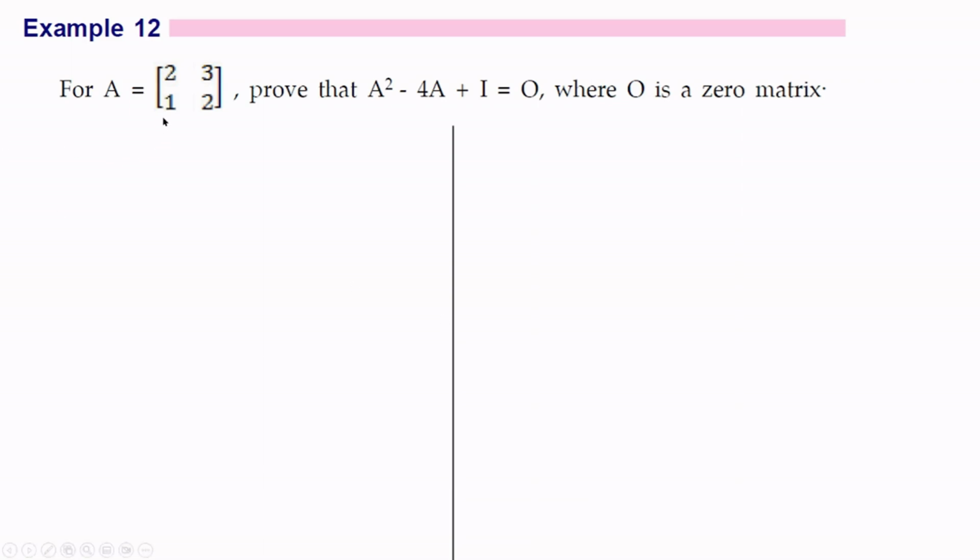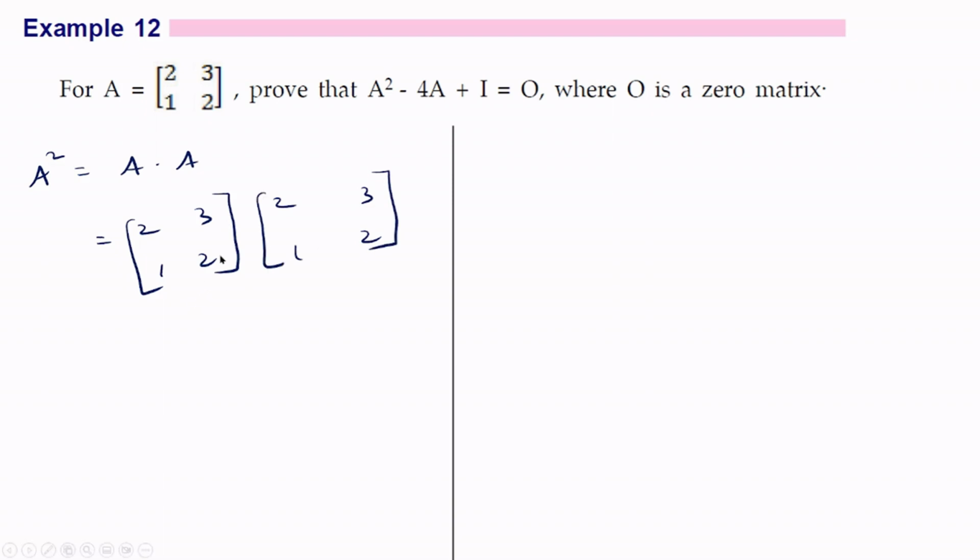For A equal to this matrix 2, 3, 1, 2, prove that A square minus 4A plus I equal to O, where this O is the 0 matrix. So first let us find A square. A square is nothing but A into A. So this is 2, 3, 1, 2 into 2, 3, 1, 2.